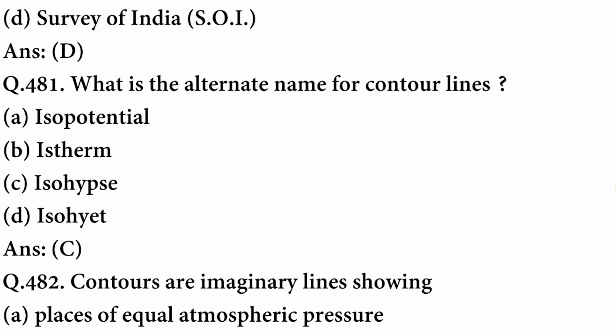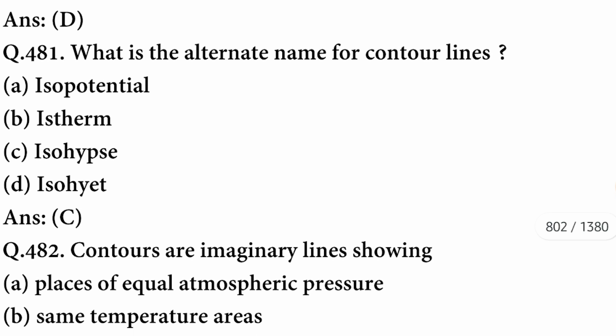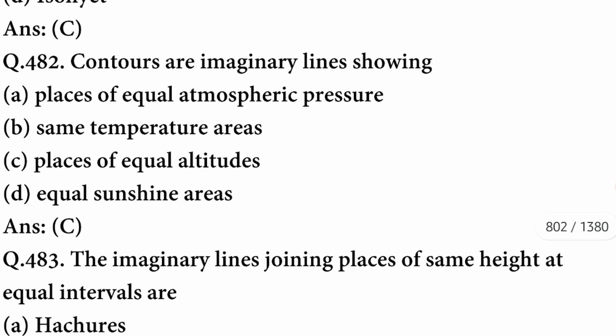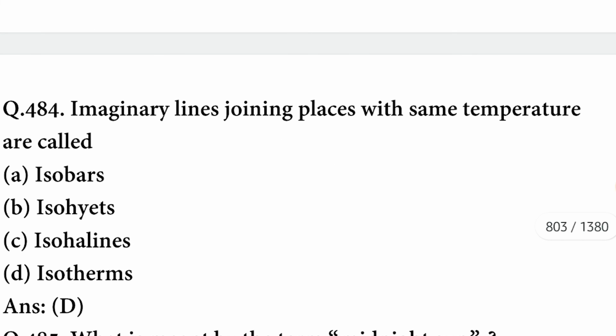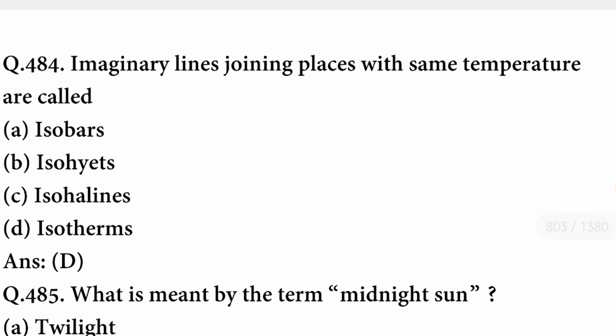What is the alternate name for contour lines? The alternate name for contour lines is isophysis. C option is correct. Next question. Contours are imaginary lines showing places of equal altitudes. The imaginary lines joining places of same height at equal intervals are contours. The imaginary lines joining places with same temperature are called isotherms.